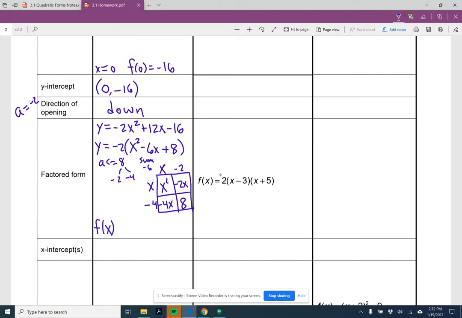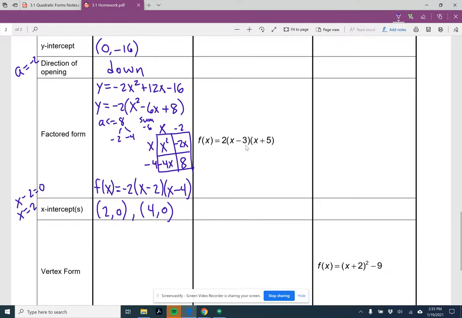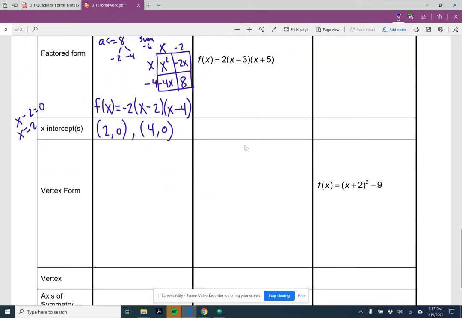And if we distribute the negative 2, it comes back to negative 2x squared plus 12x minus 16, which is what we started with. So we have negative 2, and then we have x minus 2, x minus 4, and that's our factored form. From that factored form, we can get our x-intercepts. They're going to be (2, 0) and (4, 0). Notice it's opposite, because when x minus 2 equals 0, you add 2 to both sides, you have x equals positive 2. Okay?